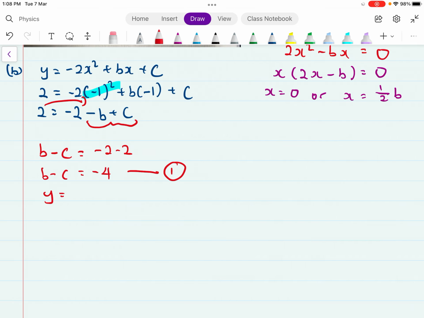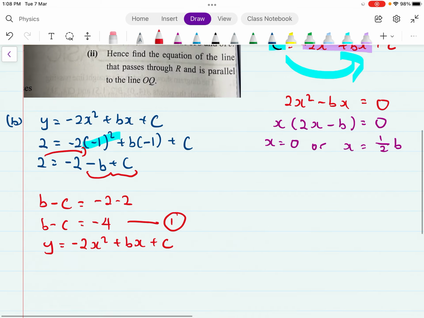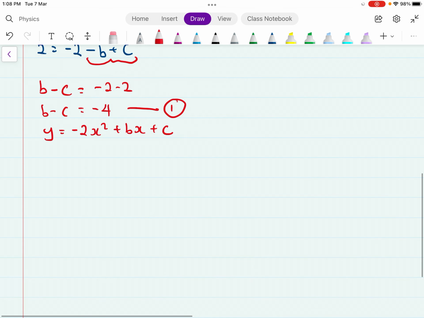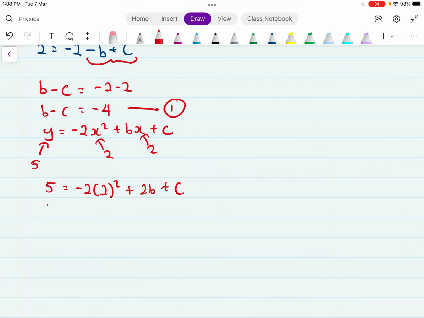So, y equals negative 2x squared plus bx plus c. So, okay, 5 and 2. So, this is 5, 2, sub in. So 5 equals negative 2 times 2 squared plus 2b plus c. So left hand side 5. So 4 times negative 2, minus 8, plus 2b plus c.